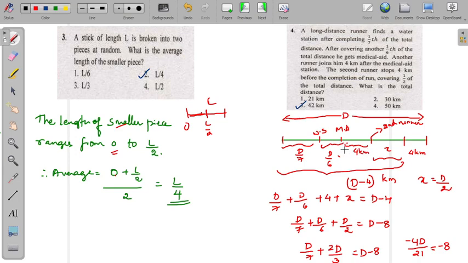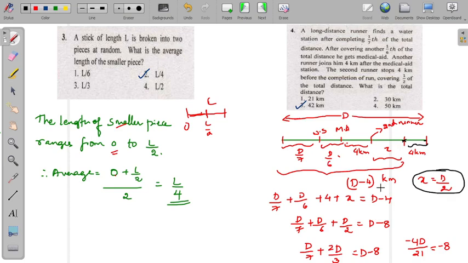So after the medical aid, 4 kilometers after the medical aid, the second runner will join. The second runner stops 4 kilometers before the completion of the run. So both start running together before the completion of the run, that is 4 kilometers before the completion. This much must be 4 kilometers. Then this second runner stops here, covering a total distance of half of the total distance. So the distance covered by the second runner, that is this much, x, is equal to half of the total distance. This much data we have initially.